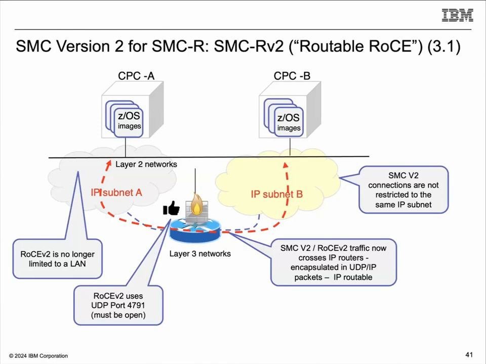But again, it basically now opens up the use cases for being able to use SMC-R. So it's no longer confined to your single data center where you use layer 2 networking. It could now be cross data centers, where you have to go over one or more network hops.